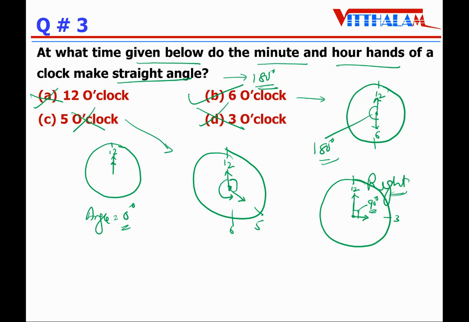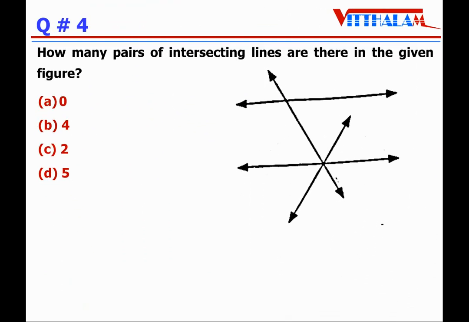Let's go for the next. How many pairs of intersecting lines are there in the given figure? So what we have to find out? Intersecting lines, and that too pairs. Let's say this is AB, then this one is CD, this one is EF, this one is GH. These are four different lines.